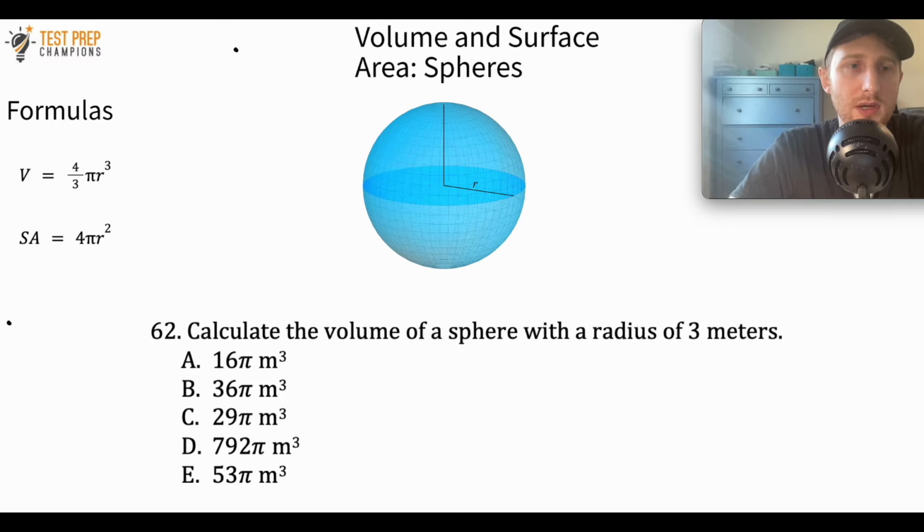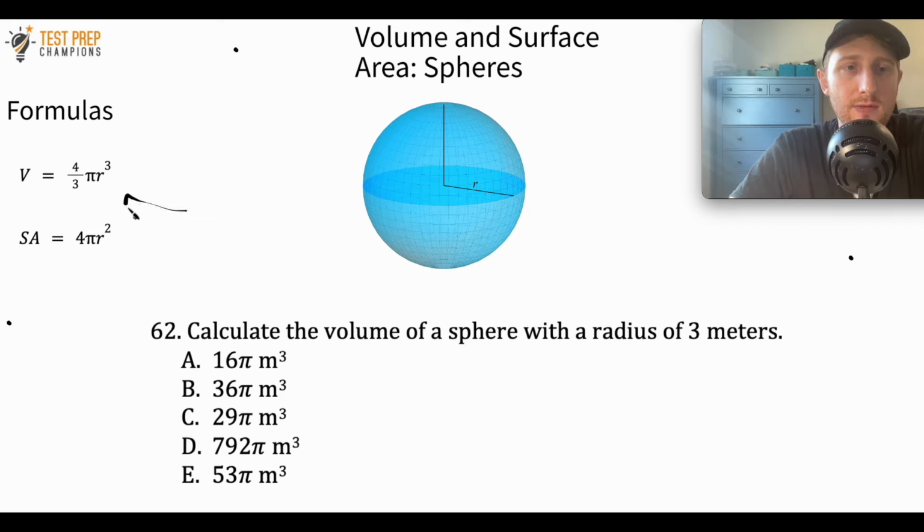Okay, so let's talk about this question here. This is hopefully pretty straightforward. This is kind of like a plug and chug type of question. One thing I note is that the answer choices have pi in them, so we're not going to have to actually use 3.14 in the calculation, which makes it a little bit easier.